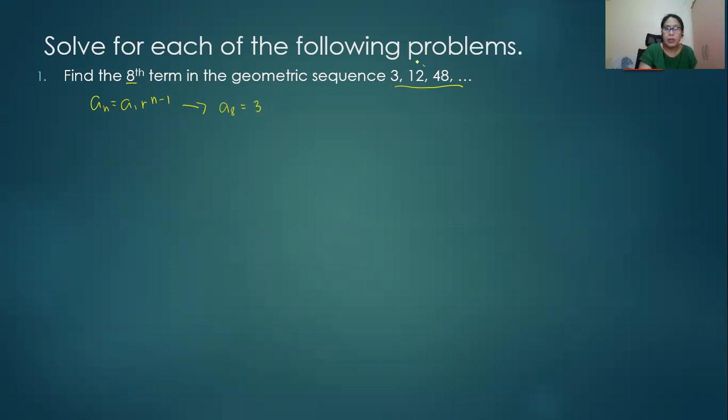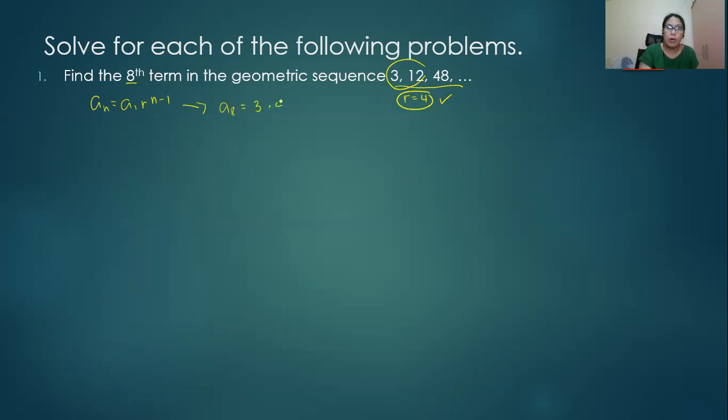Now, by inspection, we select any two consecutive terms here, so we can solve for the common ratio. As we divide 12 by 3 here, we got 4, meaning the common ratio is 4. So as we multiply, for example, 4 to 3 here, we got 12. 12 times 4, we got 48. So really, the common ratio is 4.